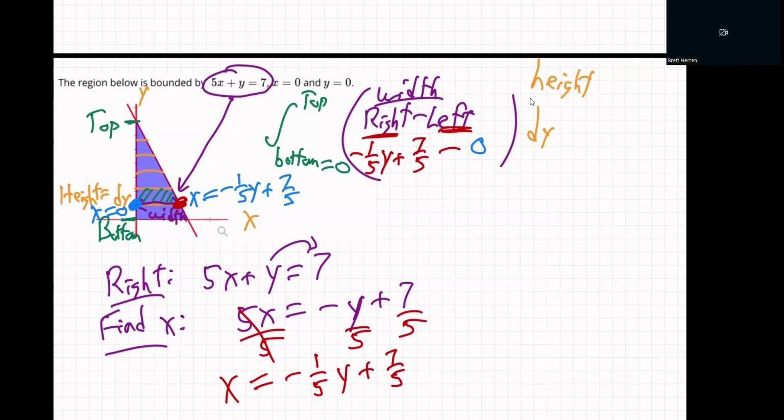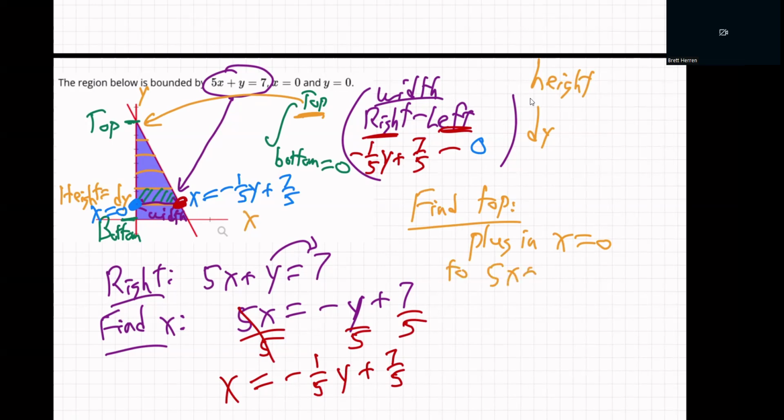So now what we have left is to find the top up here. So what's the top right there? How do you find that? To find the top, we'll plug in x equals 0 to the equation 5x plus y is 7. Because again, this line right here is 5x plus y equals 7. We want to find this point up here. What are the coordinates of this point at the top?